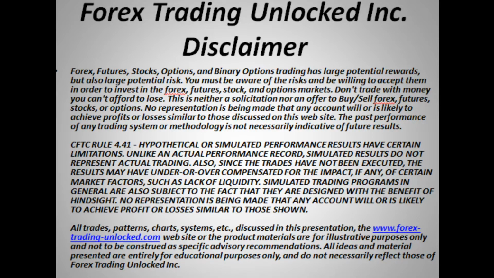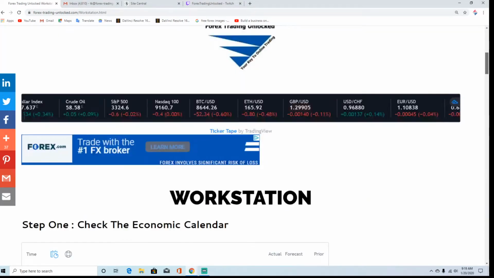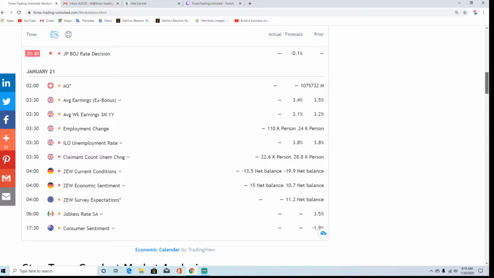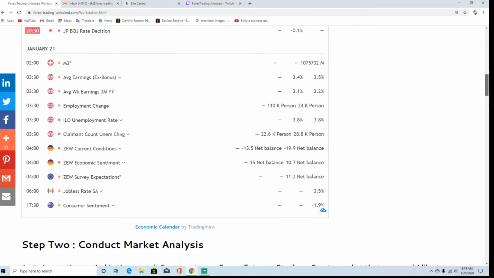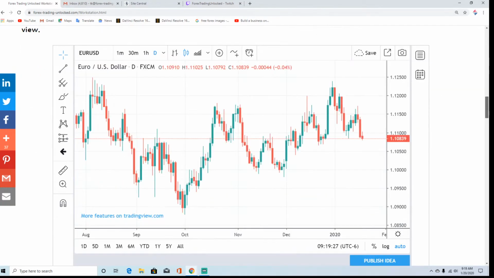And with that being out of the way, let's get to our live action screen here. We have the Forex-Trading-Unlocked.com website pulled up, and we already clicked on the workstation button at the top to pull that page up. Then there are some numbers coming out for some of your European currencies and some other currencies, but we're not going to get into those. There's really nothing to cover for today.